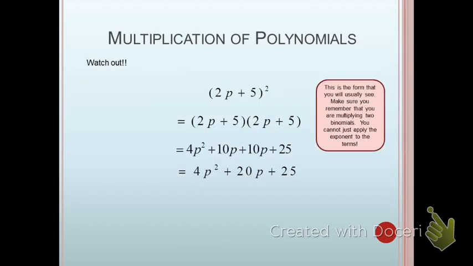This is the form that you will usually see when you're multiplying two identical binomials. Make sure you remember that you are multiplying two binomials. You cannot just apply the exponent to the terms. So it's best to write it as 2p plus 5 times 2p plus 5. And then you can use the acronym FOIL to help you remember how to multiply.